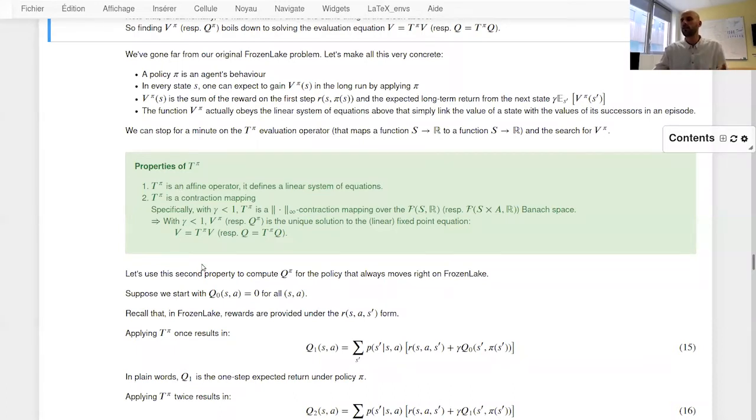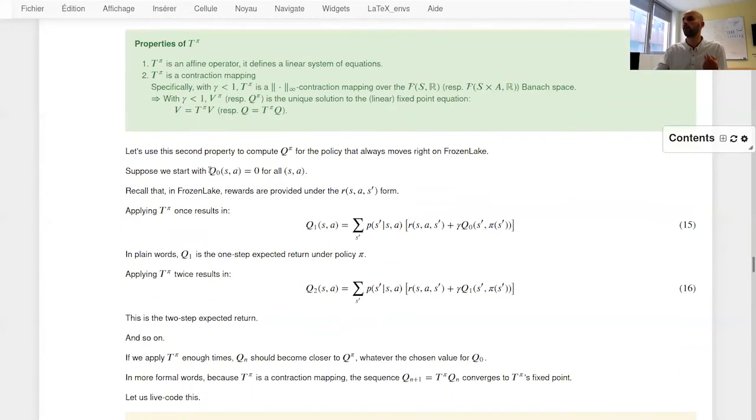So let's use the second property to compute Q pi for the policy that always moves right on Frozen Lake. I'm going to give you a short reminder of what a contraction mapping is. Basically, if you take two functions and pass them through a contraction mapping, the images of the two functions are closer to each other than the two original functions. So to compute Q pi, I will start with a function Q of S, A, for example equal to zero for all S, A. And I will recall that in Frozen Lake, rewards are provided in the R of S, A, S prime form. So I will use this notation in what follows.